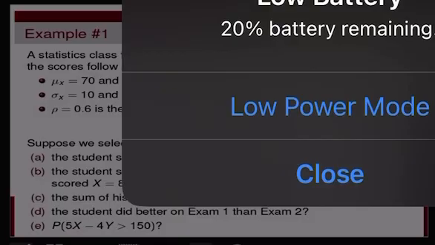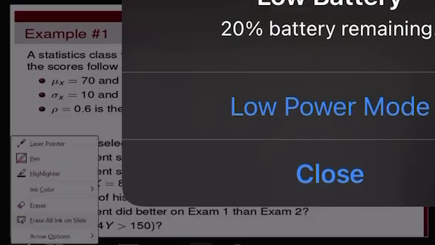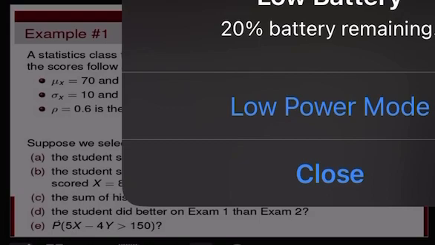And of course, you see C, D, and E. Now, C says the sum of exam 1 and exam 2 scores is over 150. Then, the student did better on exam 1 than exam 2. And E, the probability of 5X minus 4Y greater than 150. Now, I'm actually going to show you how you can compute this manually and how you can make use of the R software.